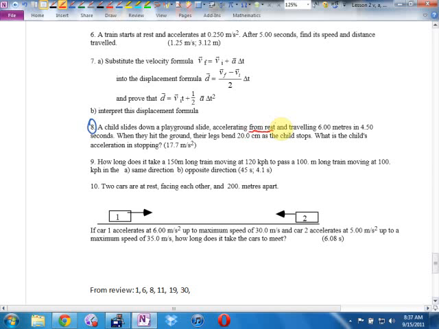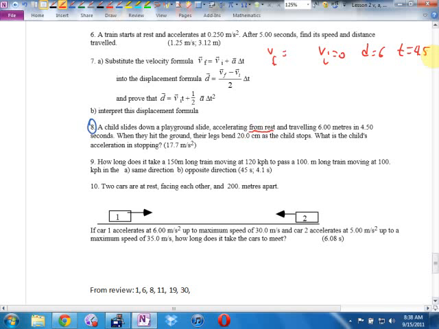I think what I need to do first is find out how fast they were going when they hit the ground. I think first, in number 8, I need to find V final. They gave me time, so let's see what they gave me. I want to find V final. I know V initial is 0. I know D is 6. I know T is 4.5. How can I use that to find V final? Have I got an equation that has VI, D, A, T, and V final in it? Well, no, not blatantly.